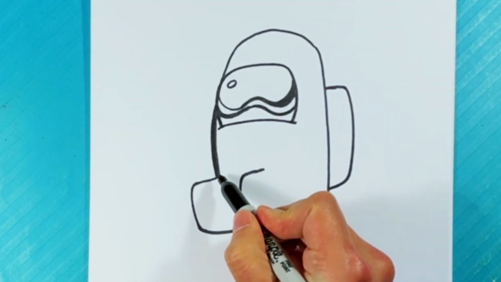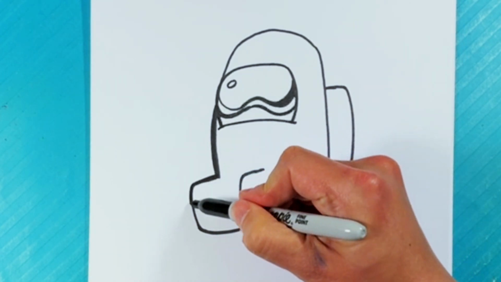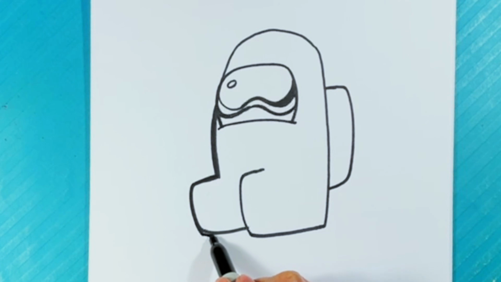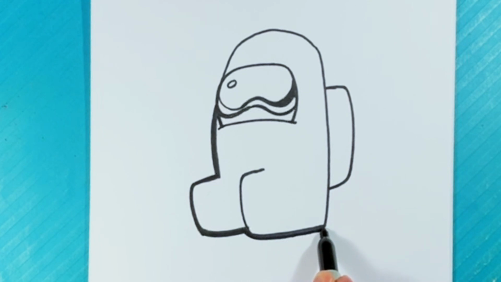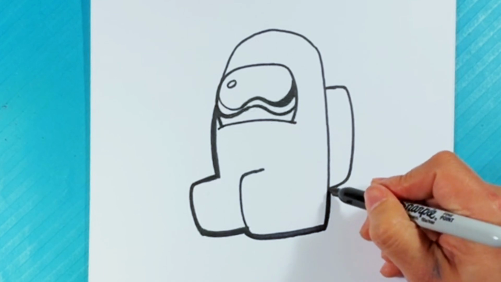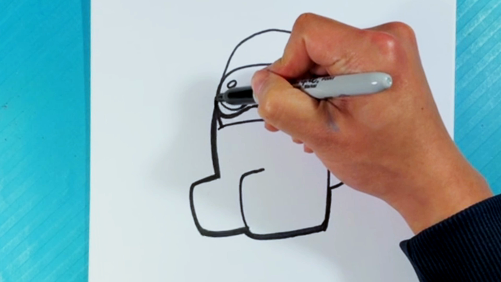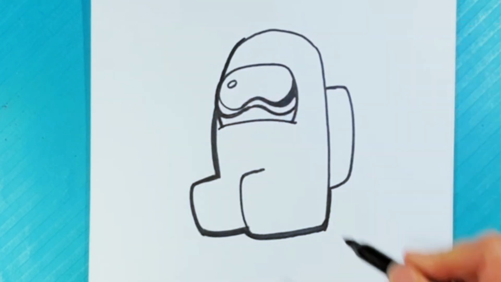Go over here on the outside. Line over here. Down on this side. Curve underneath. Down over here on that side. Curve out. Line up. Line over here on that side as well.